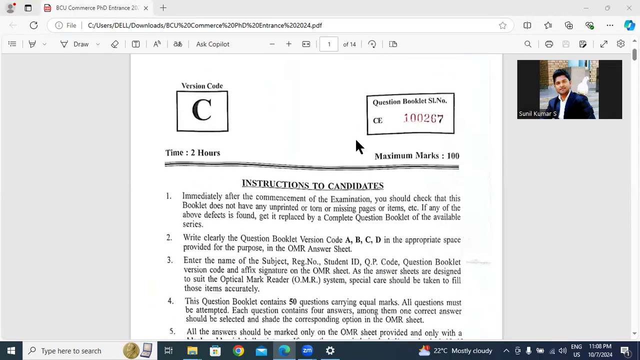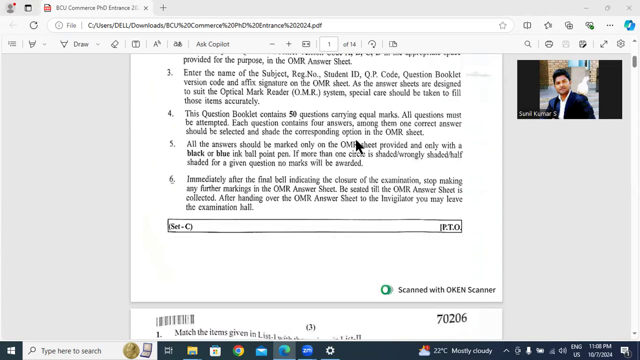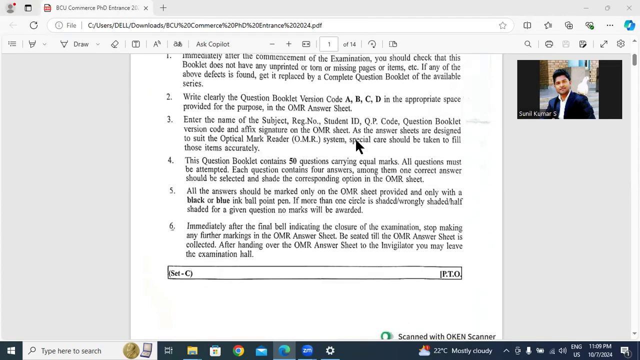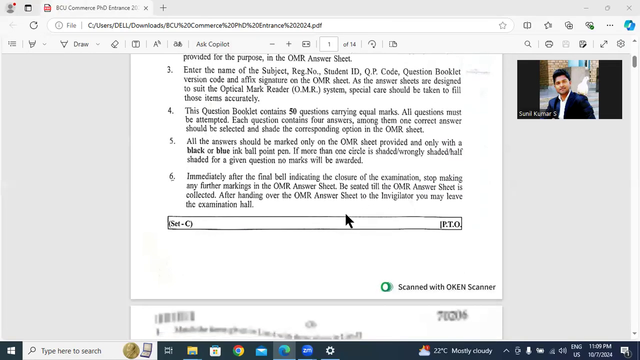As you know, the general instructions about this question paper: it was for 100 marks and 50 questions. Each question carried 2 marks. There is no negative mark, and all the answers should be marked only on the OMR sheet provided, and only with a black or blue ink ballpoint pen. If more than one circle is shaded for a given question, no mark will be awarded.